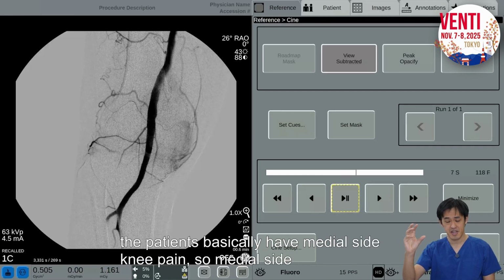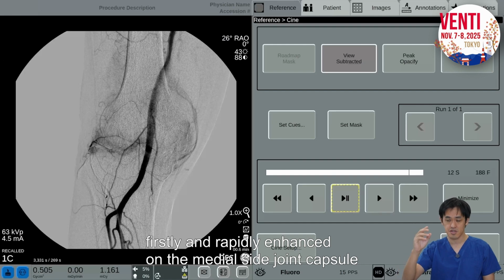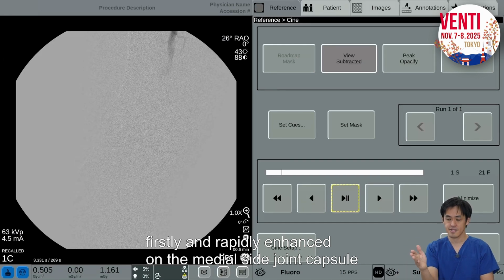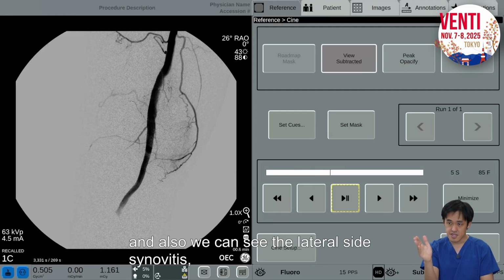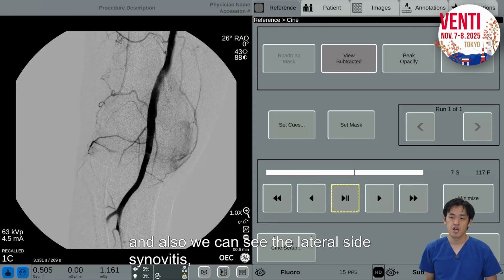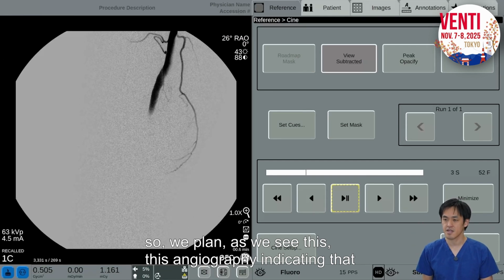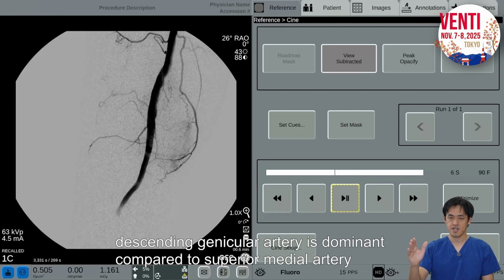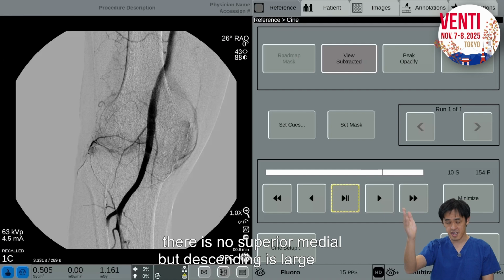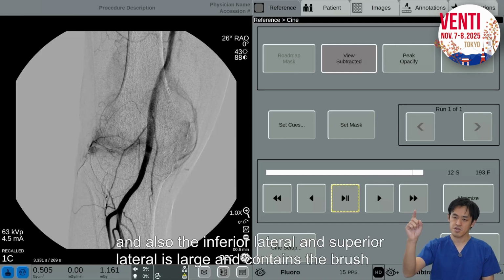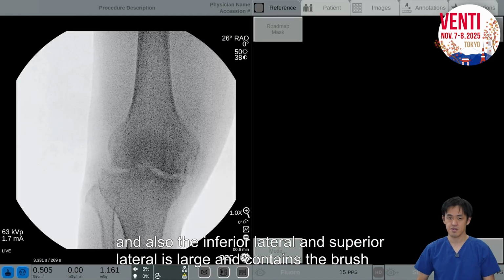The patient basically has medial side knee pain. The medial side first appears and is rapidly enhanced in the medial side joint capsule, and we can also see lateral side synovitis. So we plan. This angiography indicates that the descending genicular artery is dominant compared to the superior medial artery. There is no superior medial, but the descending is large. The inferior lateral and the superior lateral are also large and contain a brush.